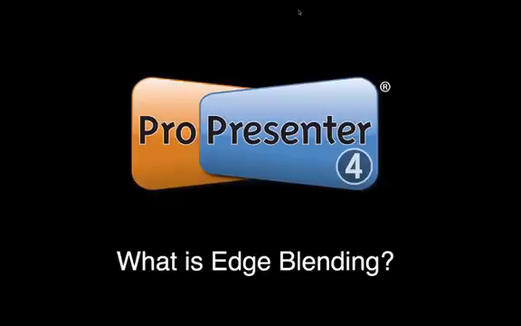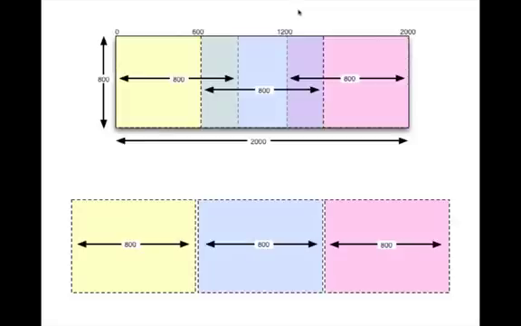So the first topic that we're going to cover here is, what is edge blending? Edge blending has been around for many years, and even to this day, it is typically done using high-end processors that can cost upwards of $50,000 or $60,000. And what those processors do is allow you to feather edges of overlapped projectors to create one seamless image.